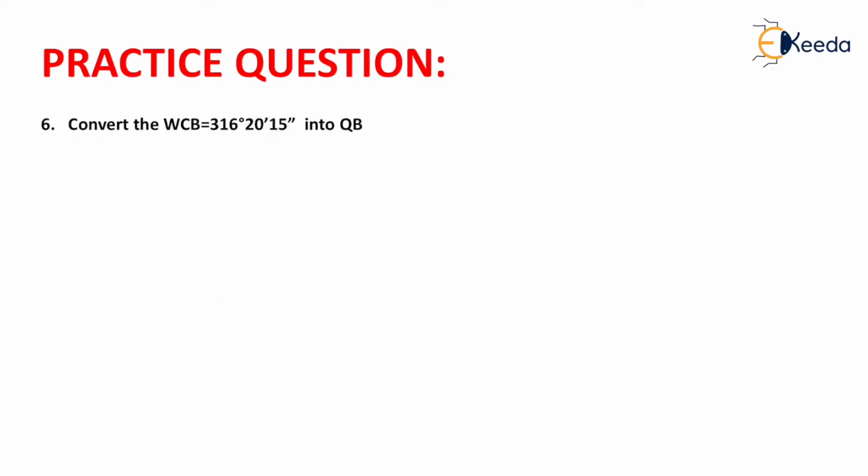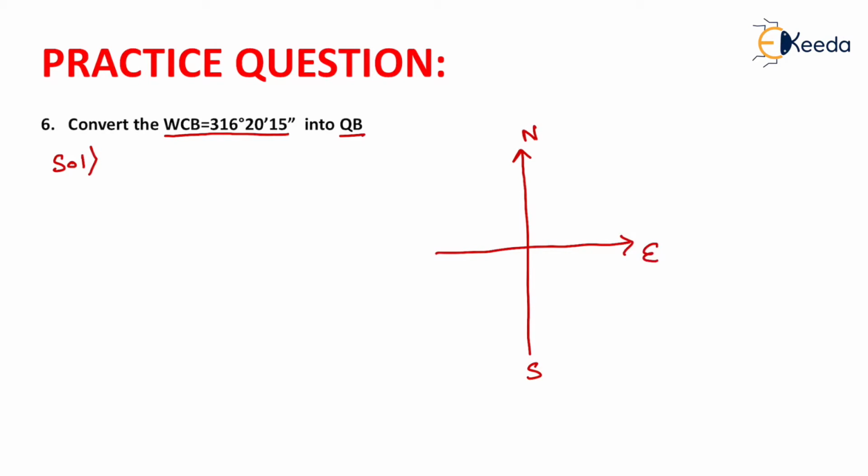The question is: convert the WCB, which is equal to 316 degree 20 minutes 15 seconds, into quadrantal bearing. Now we have to convert this whole circle bearing into quadrantal bearing, and we know that our basic coordinate system is like this. That is north pole, that is south pole, that is east, and that is west.